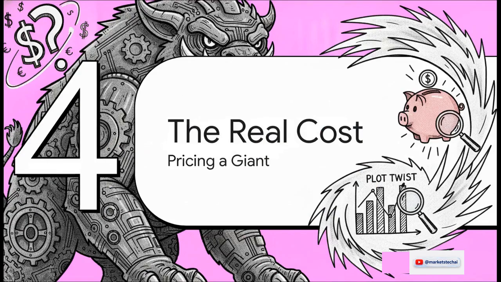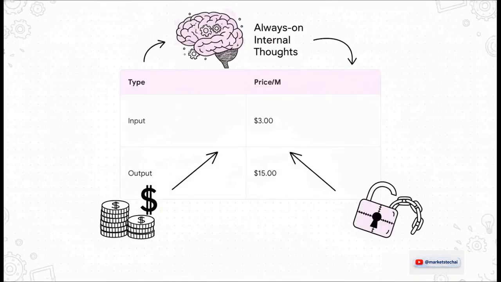Section 4. The real cost. Pricing a frontier giant. So at first glance, K3 is definitely not the budget open source option you might be expecting. The raw API pricing looks more like a premium mid-tier Western model. You're looking at $3 per million input tokens and $15 per million output tokens.